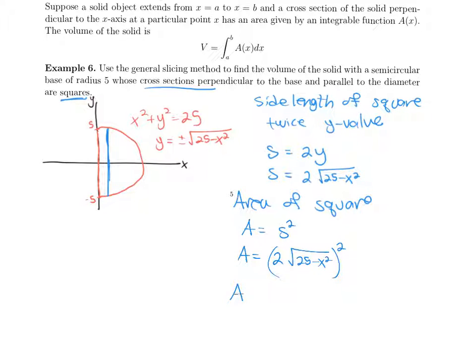Okay, so then if I were to simplify that, I'm going to get 4 times 25 minus x squared. I'm going to go ahead and just simplify one more time to make it easier for us to integrate later on. Okay, so what we have so far is the area of each of those squares that are going to be popping out at you. We have a formula for that, and then that means we now know what the volume is going to be, because we also have a formula for the volume using this method. Okay, so let's go ahead and do that.